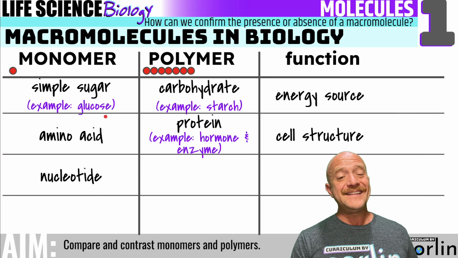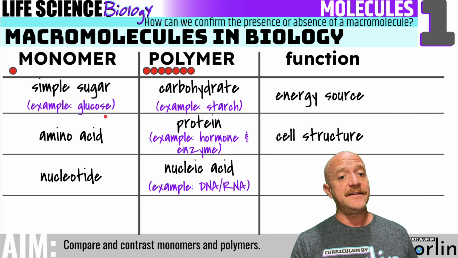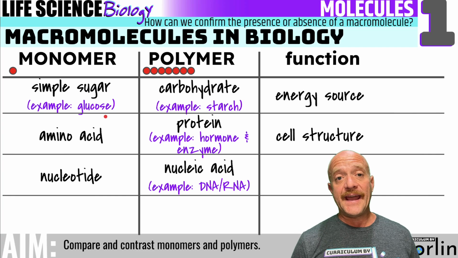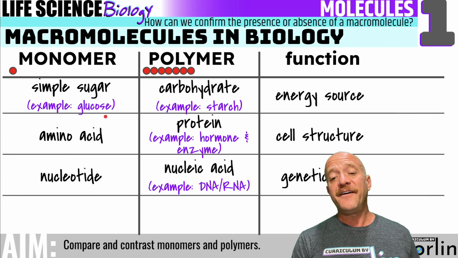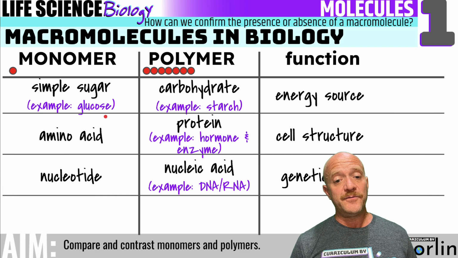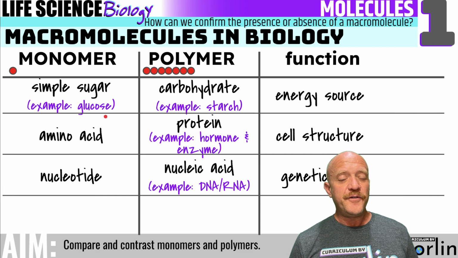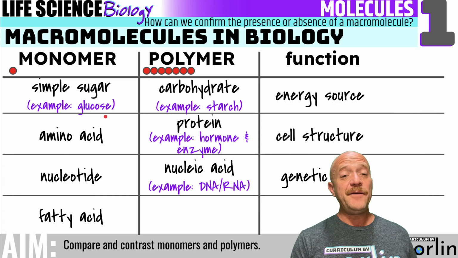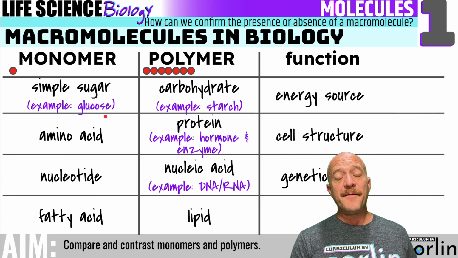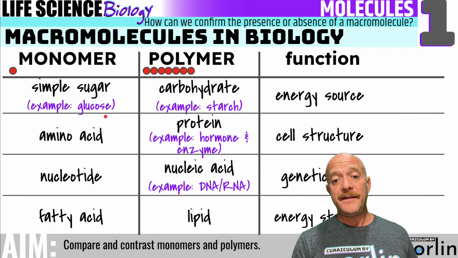The next monomer is a nucleotide. The polymer is nucleic acid. An example of a nucleic acid is DNA or RNA. And the function of those is for genetic info or genetic information. You've heard of DNA, that is genetic information. And finally, we have a fatty acid, and the polymer for a fatty acid is a lipid, and the function of that is for energy storage.